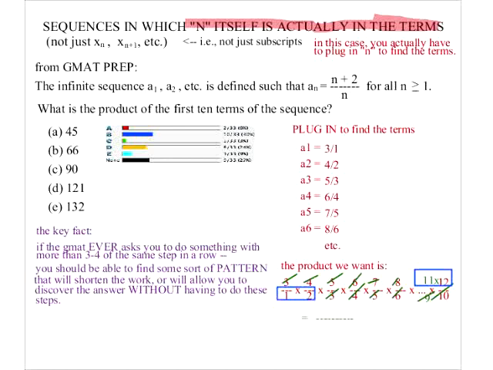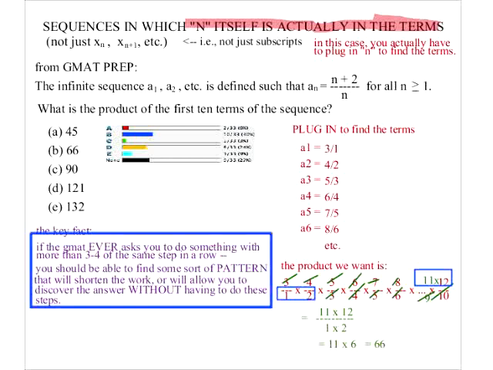11 times 12 on top, 1 times 2 on the bottom. And so that is 11 times 6, which is 66. So you should definitely be able to find patterns in cases like these. If you really don't see the pattern, then you should probably just start grinding out the steps. But you should really look hard for the pattern.